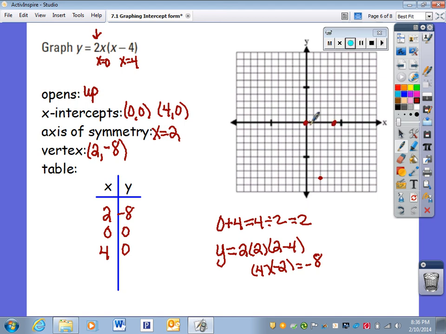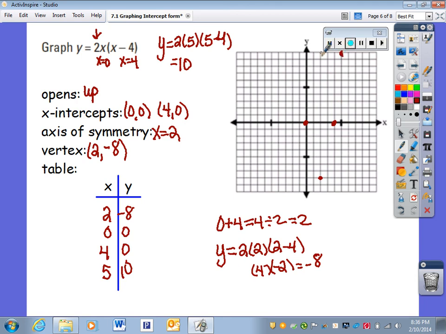So let's find out what would happen at x being 5, which is right to the right of that intercept. So we have y equals 2 times 5, and then 5 minus 4. So that's going to give me 10 times 1, which is 10. So we're going to be at the point, excuse me, 5, 10. So we'll mark that in at 5, 10.